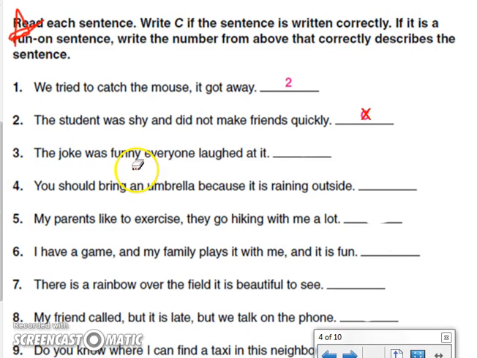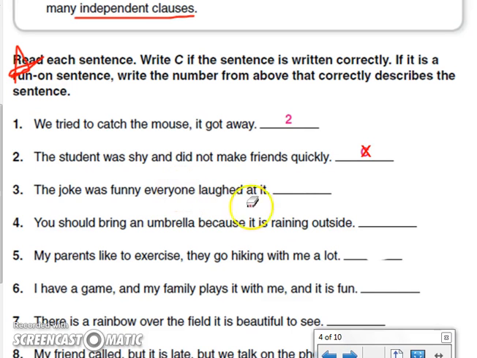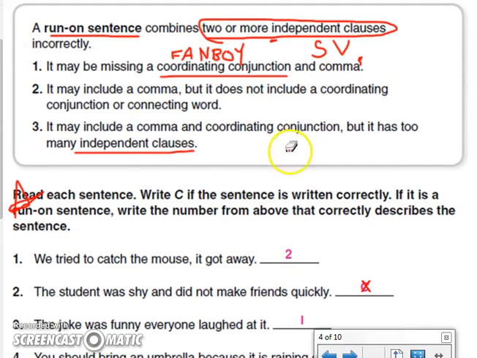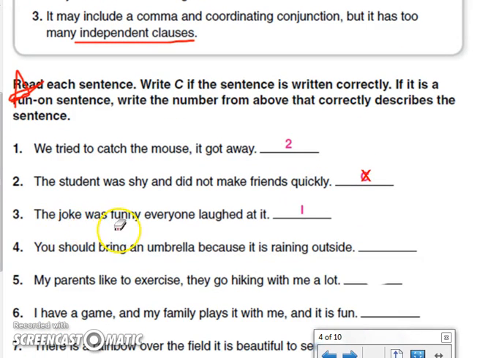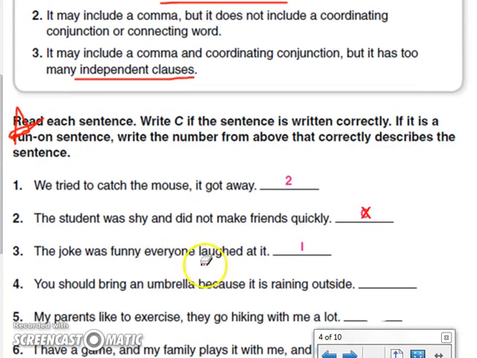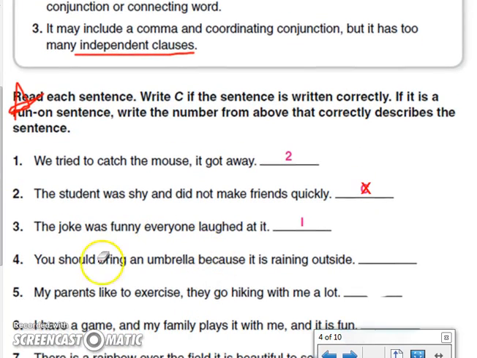The joke was funny. Everyone laughed at it. What do you think about that sentence? Do you think that's correct? Ooh, number 1, it's missing a coordinating conjunction and a comma. The joke was funny, period. Was funny is the verb. What was funny? The joke. Subject. Everyone laughed at it. Who laughed? Everyone. Yeah, so that should have had a number 1 because it's just missing a fanboy, because those are 2 independent clauses standing alone.